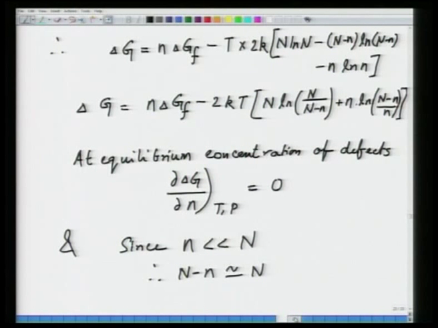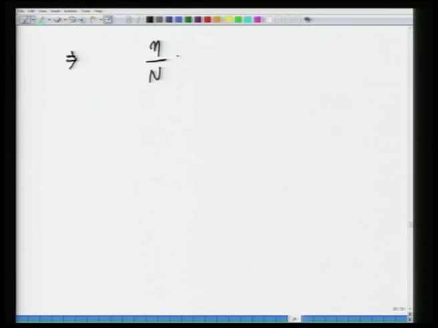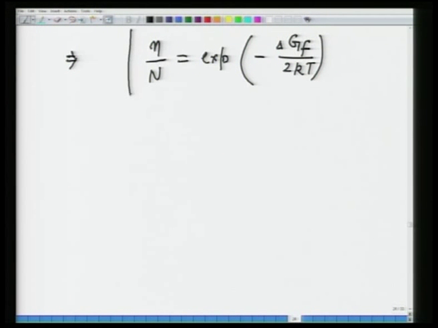So, when you differentiate, what you will find is this. If you do that exercise and replace capital N minus small n as almost equal to capital N, then you will find small n. So, if we differentiate the free energy equation with respect to n, it's a very simple differentiation, and this would lead to exponential of minus delta Gf divided by 2kT. So, this is an important expression.